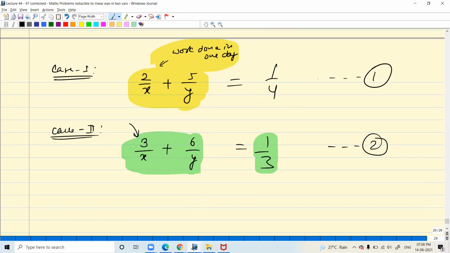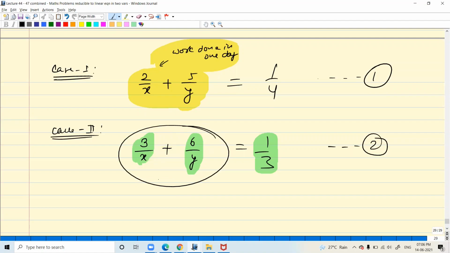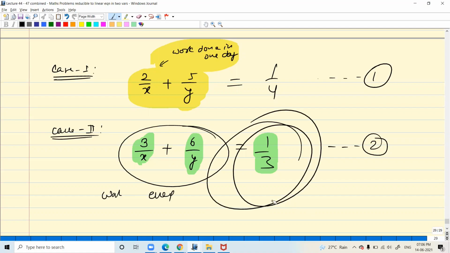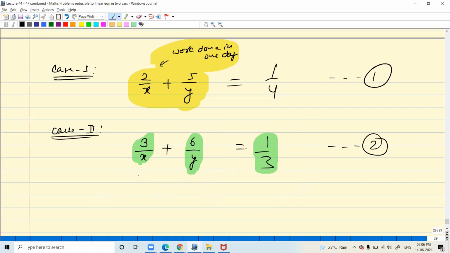Now the situation is 3 women and 6 men, and they complete the work in 3 days. So their everyday work has to be equal to how much? 1/3 of the work they have to complete every day. And how much are they actually doing every day? 3 women are doing this much work, 6 men are doing this much work. So together they are doing 3 by X plus 6 by Y amount of work every day. And that has to be equal to 1/3 of the work. Only then will they be able to complete it in 3 days. So confirm guys, if it makes any sense, is it any better? Yes, sir. All right.